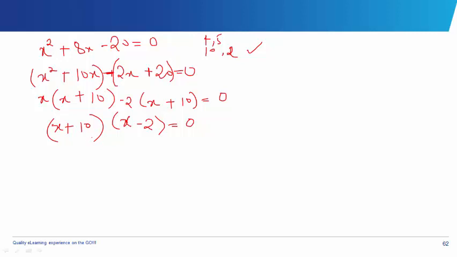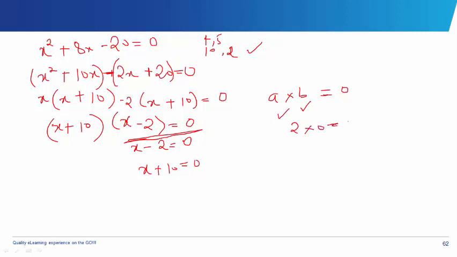So if this times this equals 0, it means this x minus 2 could be 0, or x plus 10 could be 0. Now let me explain. Whenever two things are multiplying each other, let's say a times b equals 0, it means that either this is 0 or this is 0, or both of them will be equal to 0. Let's say 2 times 0 equals 0, or otherwise 0 times 5 equals 0. So any of them could be 0, or both of them, 0 times 0 equals 0.